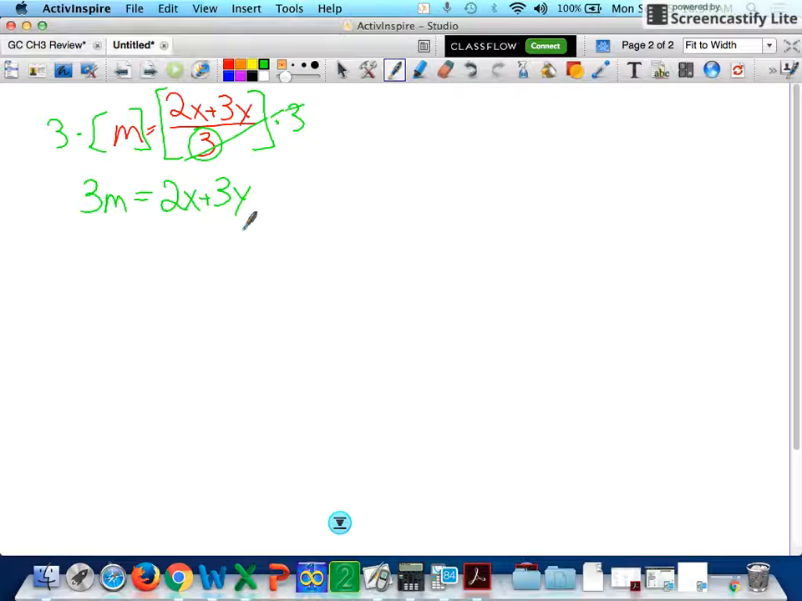Again, I'm trying to get y by itself. That was my goal. So I've got to subtract 2x from both sides. Next, just take that whole piece and move it over. Those are going to cancel. I'm going to have a 3y by itself.